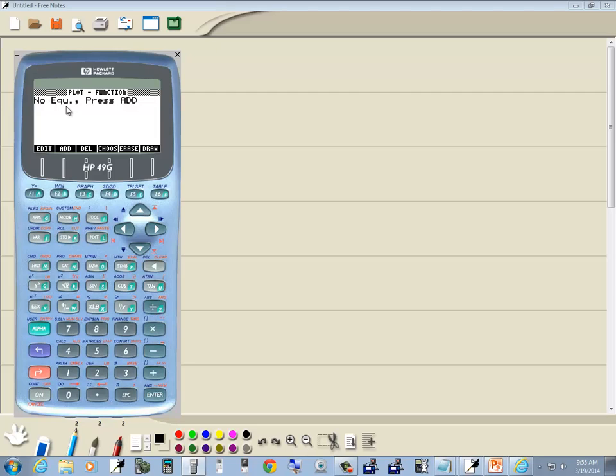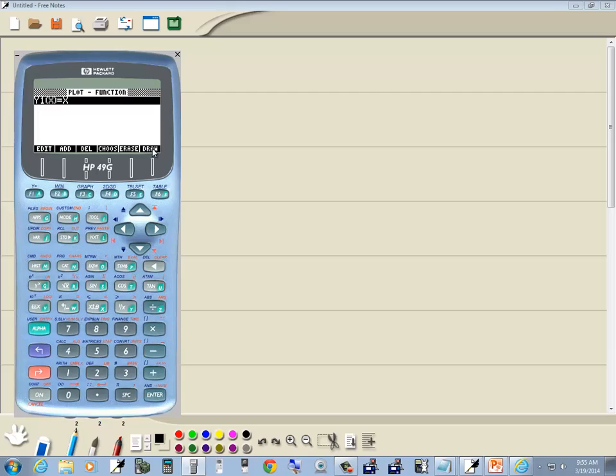Now mine's coming up and telling me that I don't have an equation, so I'll press add. Yours might have one, in which case you go into edit, but I'm going to do an F2 for add. You choose the button that's right below this menu. And it popped up with y1 of x is equal to, and I want to choose my x key. I'll call this the x key, but it says x t theta. It has a little x in green. I'll click that button, push enter, and that saves it.